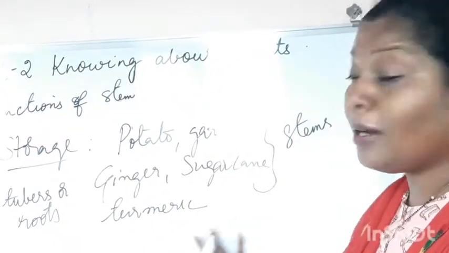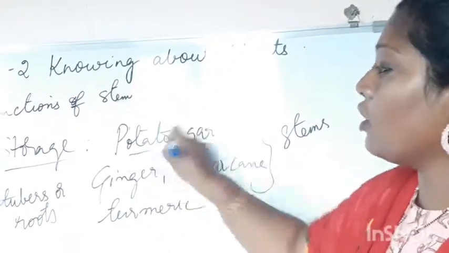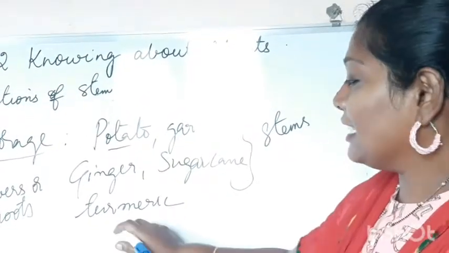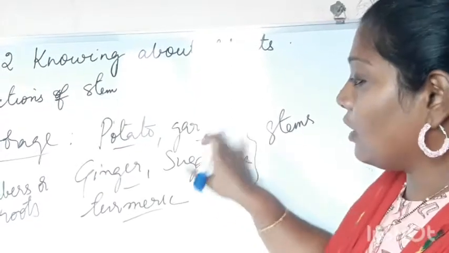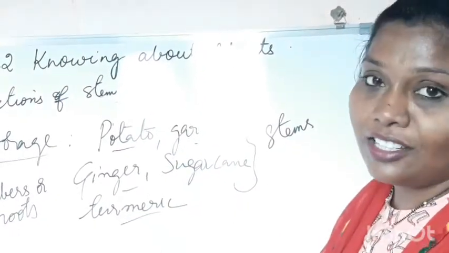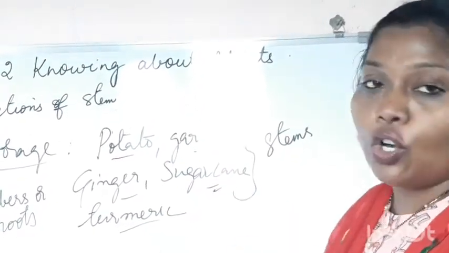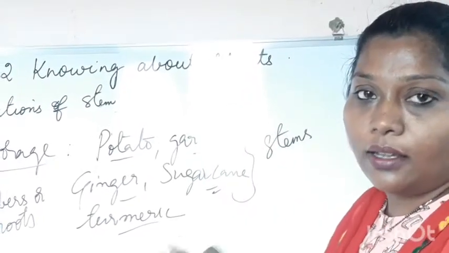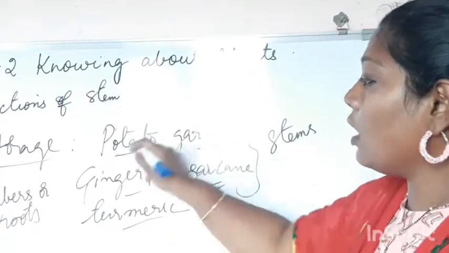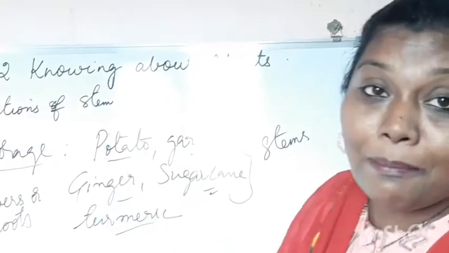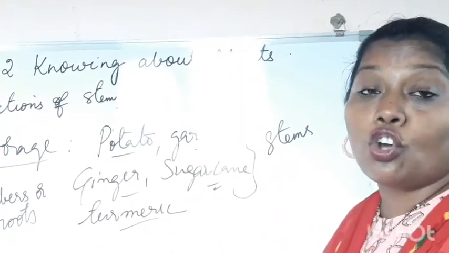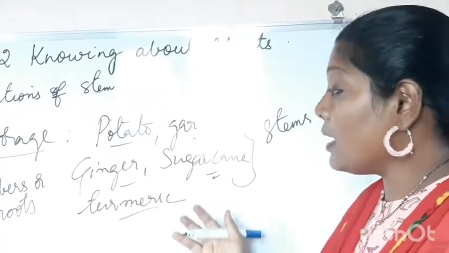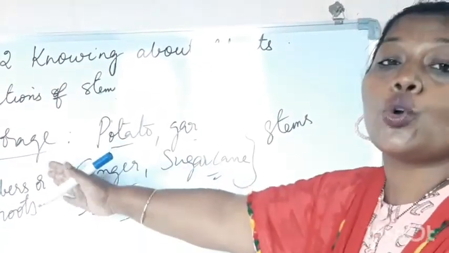Actually we think these are all roots, because potato grows in the soil, turmeric grows under the soil, ginger, garlic, all these four grow under the soil and the sugarcane grows above the soil. Okay, but children, all these parts are stem parts, but they have been modified into roots or tuberous roots based upon the function of storage.